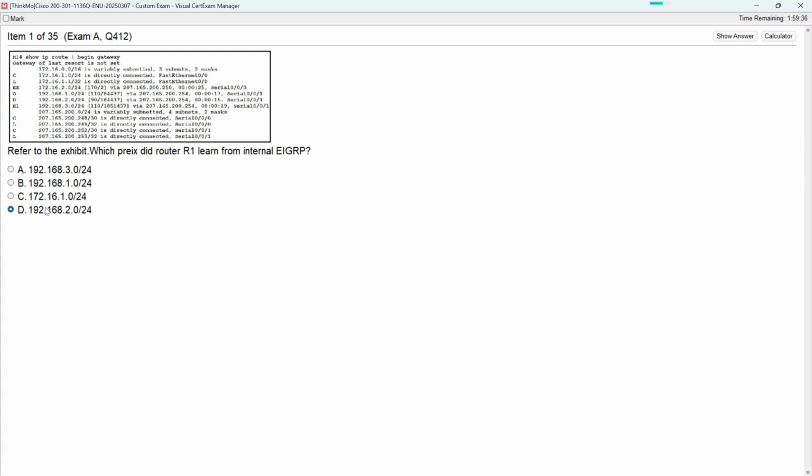So the answer to this question is very clear. Just choose option D, right? We can see that in the routing table, there is only one entry with the D flag. So that's the answer to this question. So we see that the correct answer is option D.